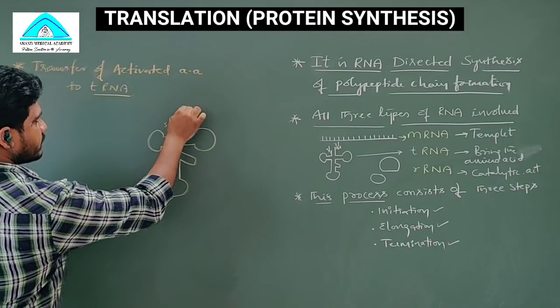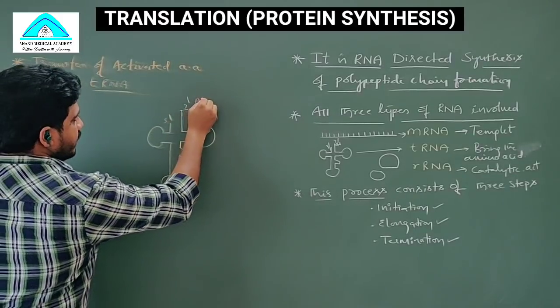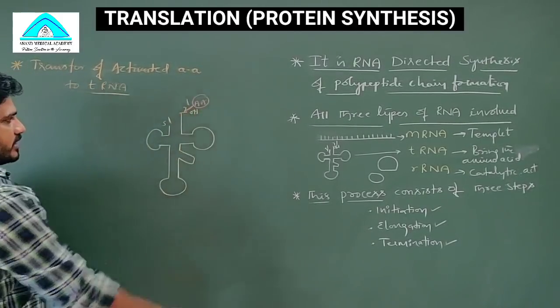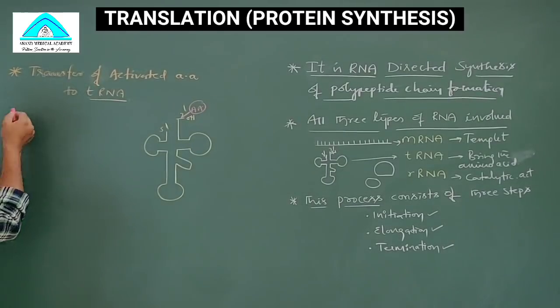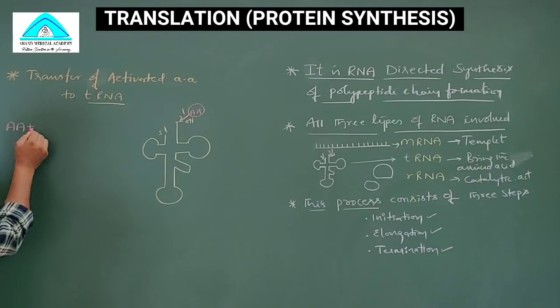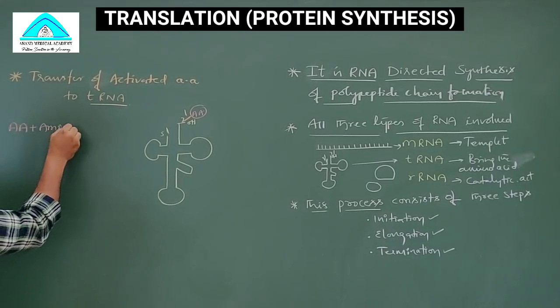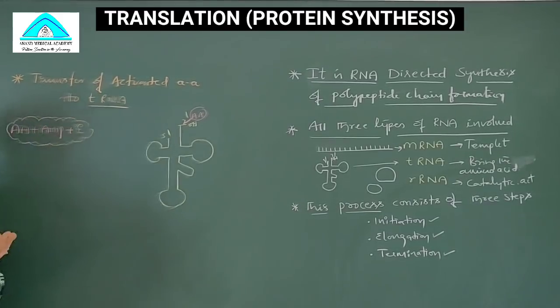This is the 5' and this is the 3'. At 3' OH will be there, so that here only the amino acid will come and bind, that we are seeing in the structure of tRNA. Right. So what is the activated amino acid formula? Amino acid plus AMP plus enzyme. This is what is called activated amino acid.